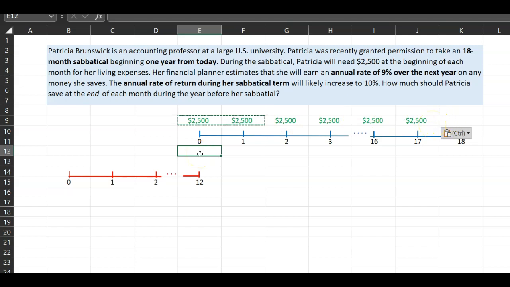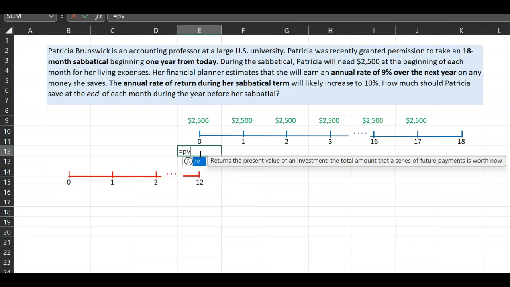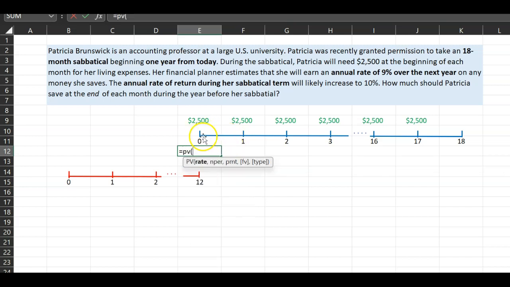As it turns out, this is a very simple exercise in present value of an annuity calculation, where in Excel you can say equal to present value, because during this time, the interest rate or the annual rate of return is going to be 10%. Notice that this is 10% per year. So monthly rate is going to be 0.10 divided by 12. So this is going to be the monthly rate. The number of time periods is 18.